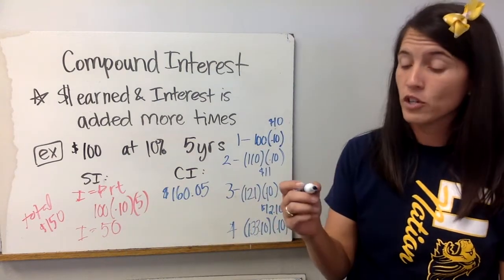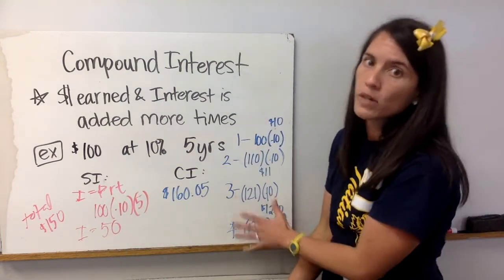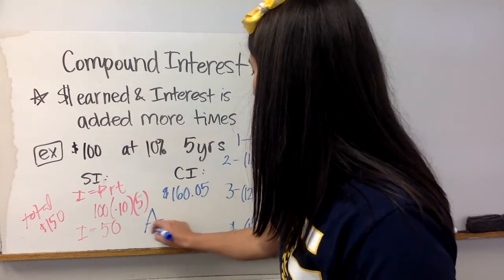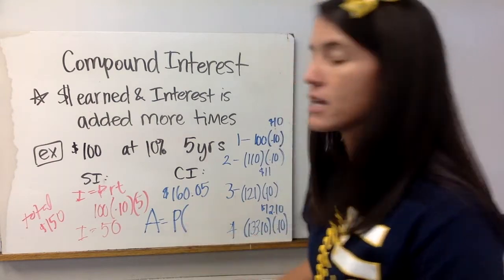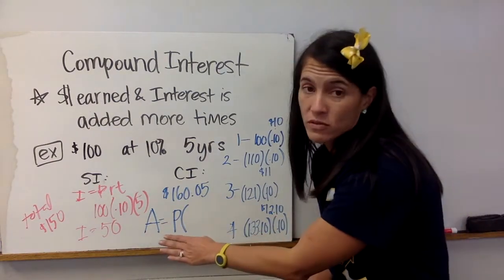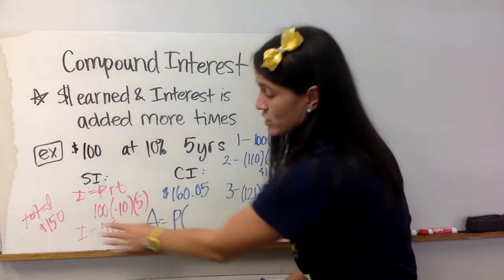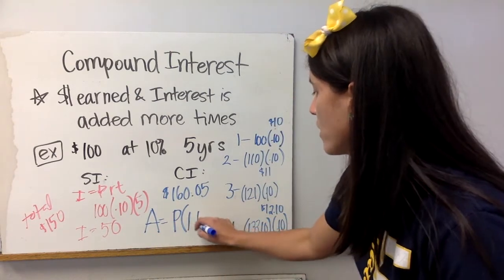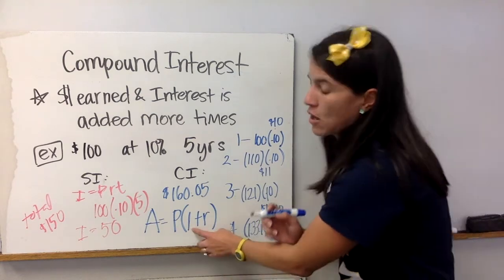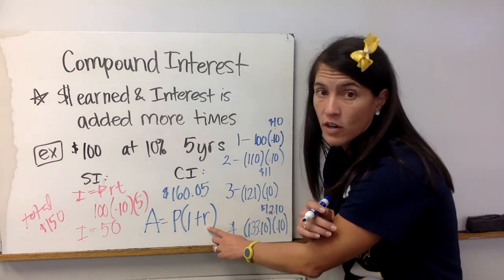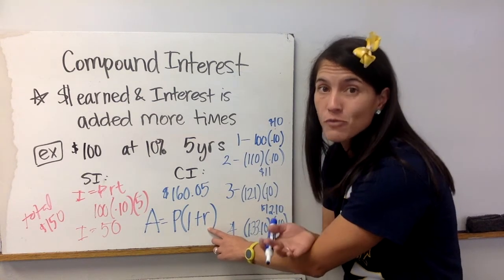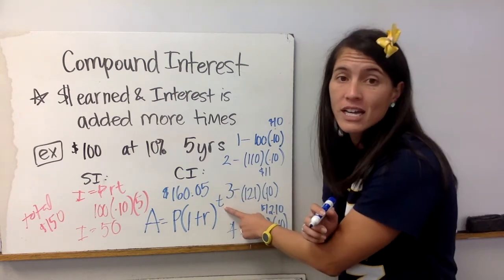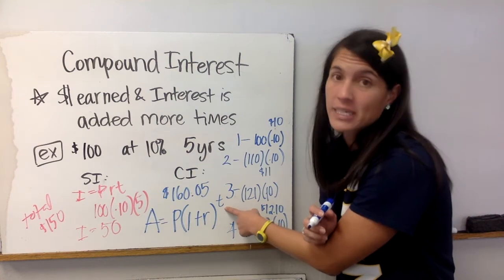Now, there is a formula for compound interest. So now that I've shown you what it means, here's the formula. A equals P times (1 plus R) to the T power. A stands for the amount, and this is your total, not the interest. The total amount. P is principal. 1 is just one whole. R is your interest rate, and you're going to write it as a decimal. And T is time in years.